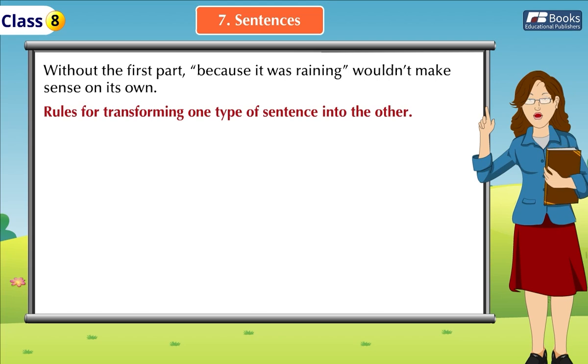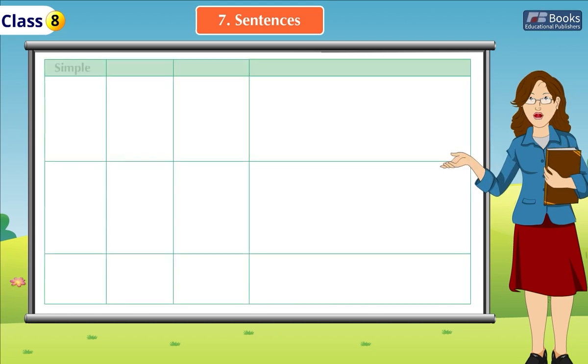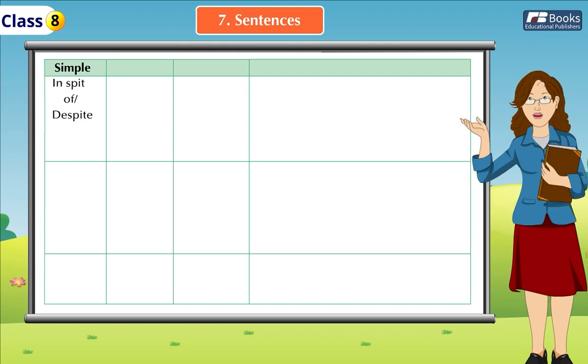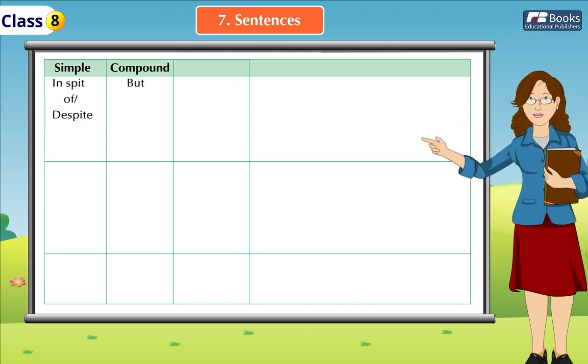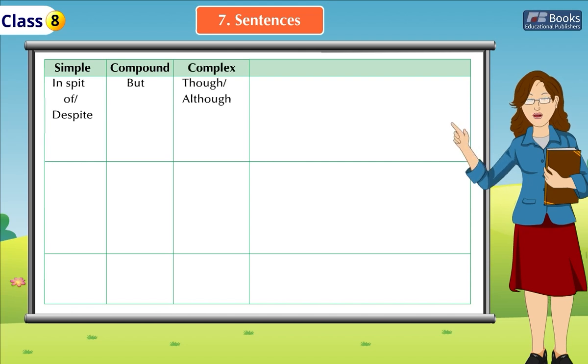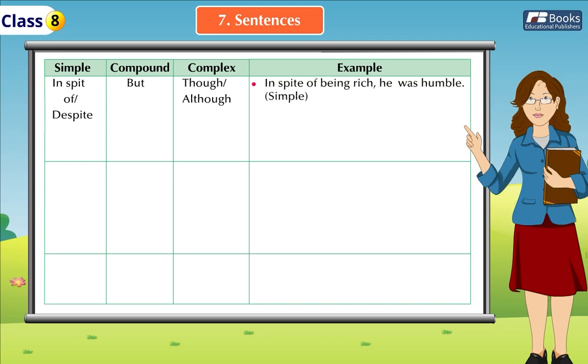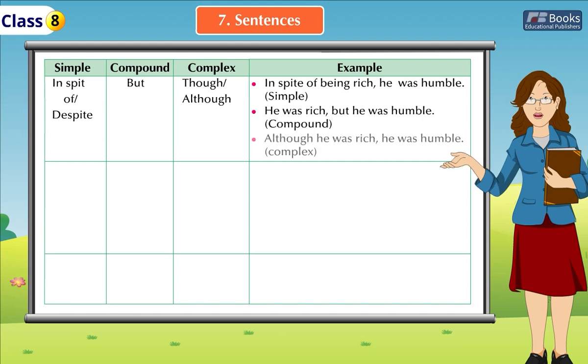Rules for transforming one type of sentence into the other. Simple: in spite of, despite. Compound: but. Complex: though, although. Example: in spite of being rich, he was humble. Simple. He was rich, but he was humble. Compound. Although he was rich, he was humble. Complex.